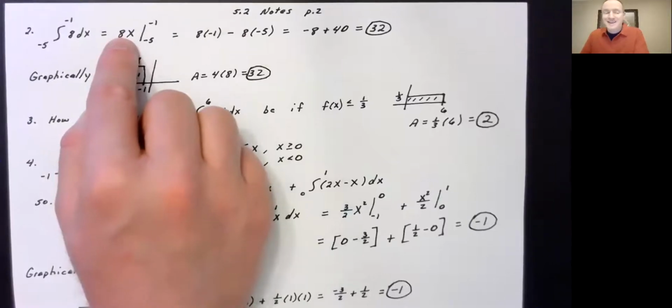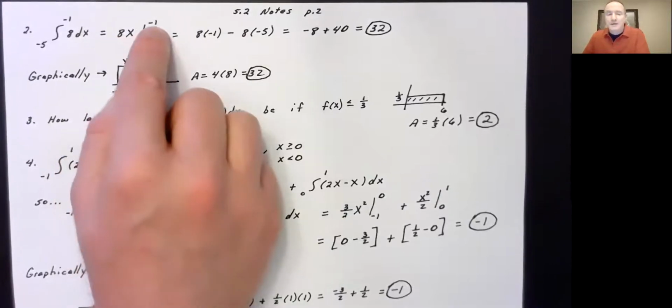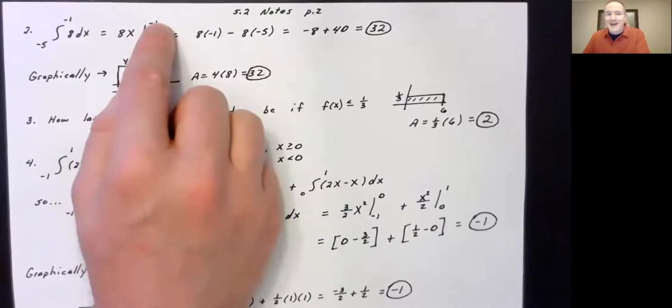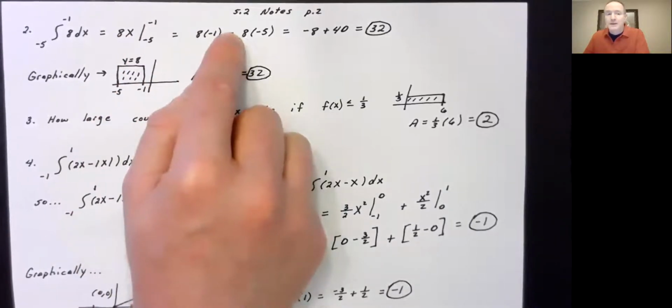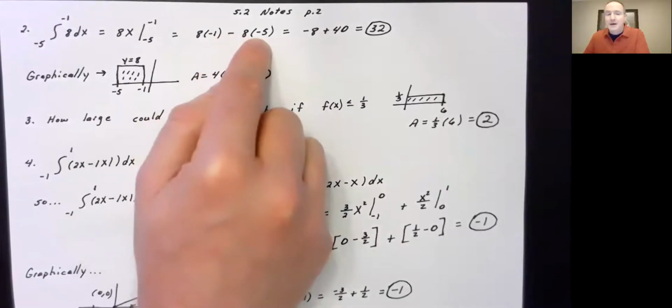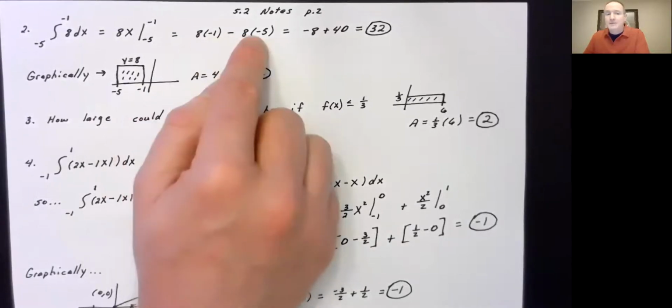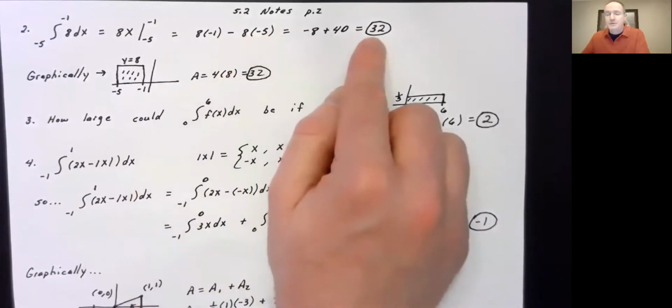Now, you would take that integral and evaluate it at the limits of integration, which gives me 8 times -1, and you always subtract the lower limit, minus 8 times -5. This would give me -8 plus 40. Well, 40 minus 8 gives me a 32.